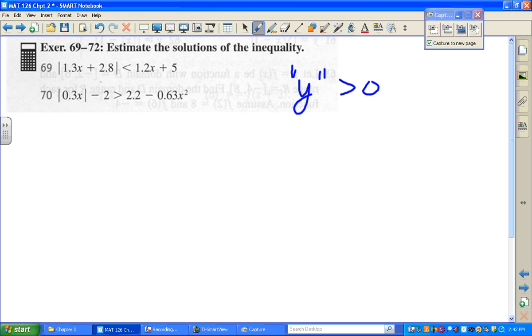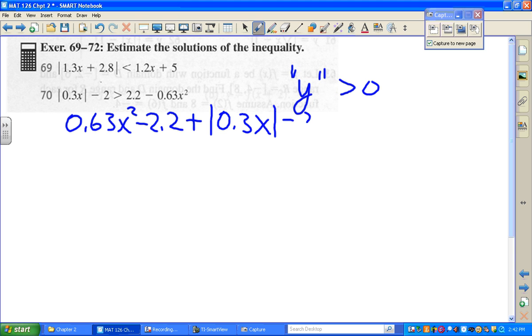See, on 69, I take everything to the right. Okay, good. So I'm taking everything to the left. 0.63x squared minus 2.2 plus 0.3x minus 2 greater than 0. You know what? I didn't even feel like thinking. I didn't even combine the like terms. I just wrote it as is.